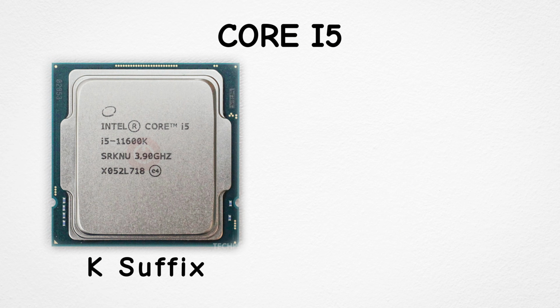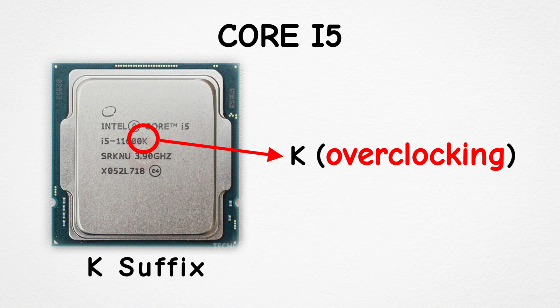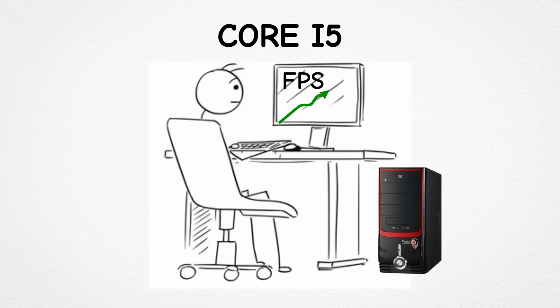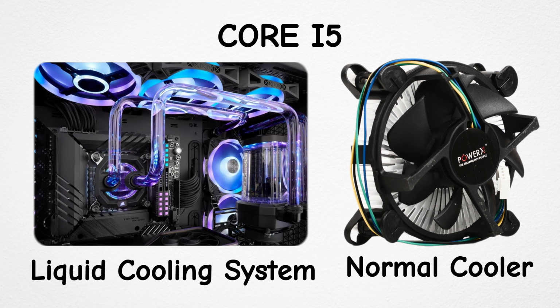On desktops, some i5 models include the K suffix, which means the chip has the overclocking feature. So if you want to overclock the processor, it can run faster than its normal speed, but it needs higher wattage consumption and produces more heat. If you plan to use this feature, you'll need a better cooling system like liquid cooling because regular cooling fans usually aren't enough to keep it cool.